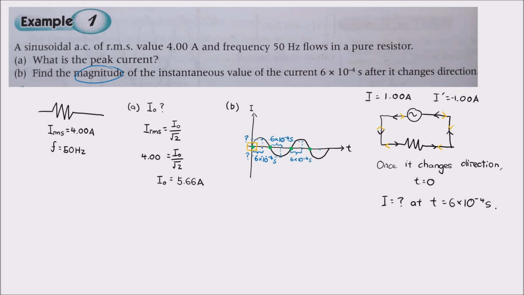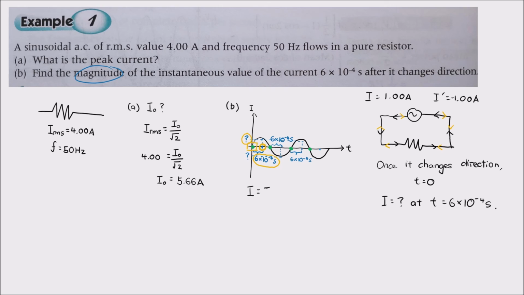So with that said, what we mean is we want to find the current at this specific point. So we know at this specific point, time is just equal to 6 times 10 to the power negative 4 seconds. So this point will be the easiest point for us to find the magnitude of the current. So let's try and figure out the answer. It's just a matter of substitution. You're finding the instantaneous value of current, which is I, at a specific time, which is 6 times 10 to the power of negative 4.